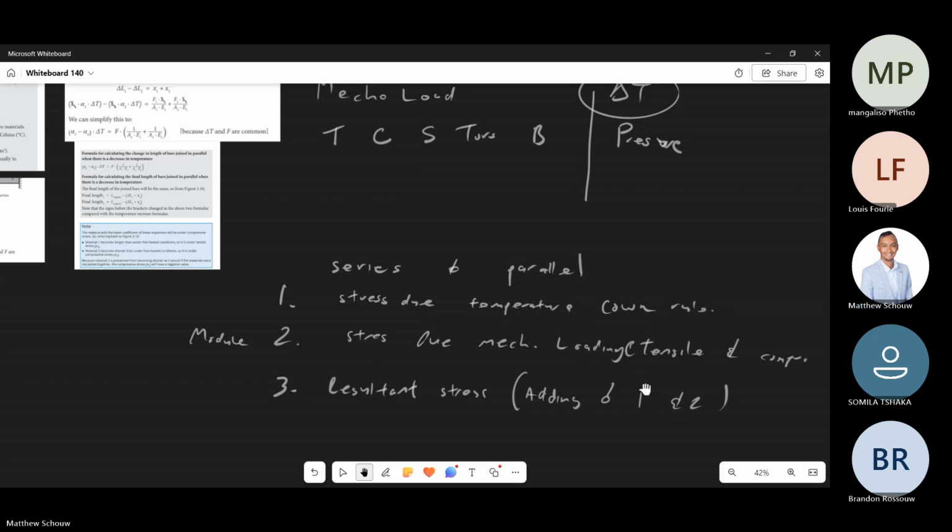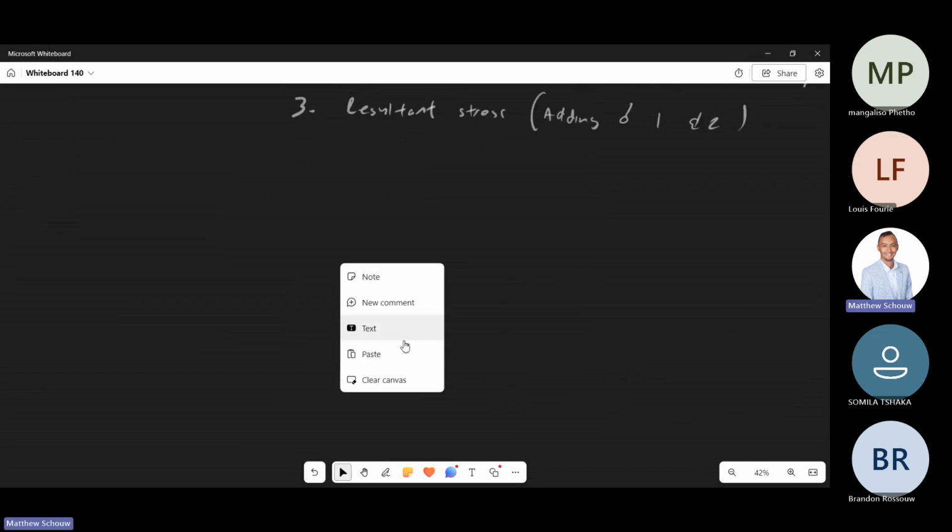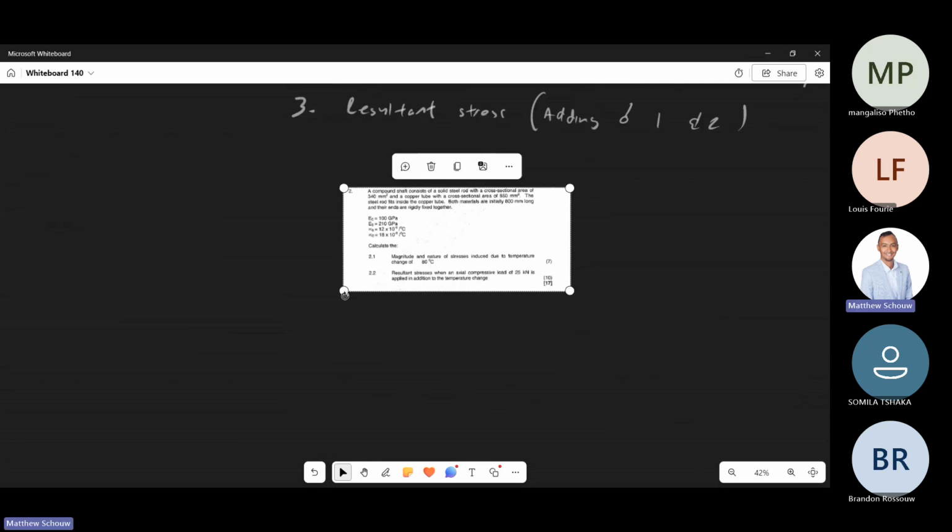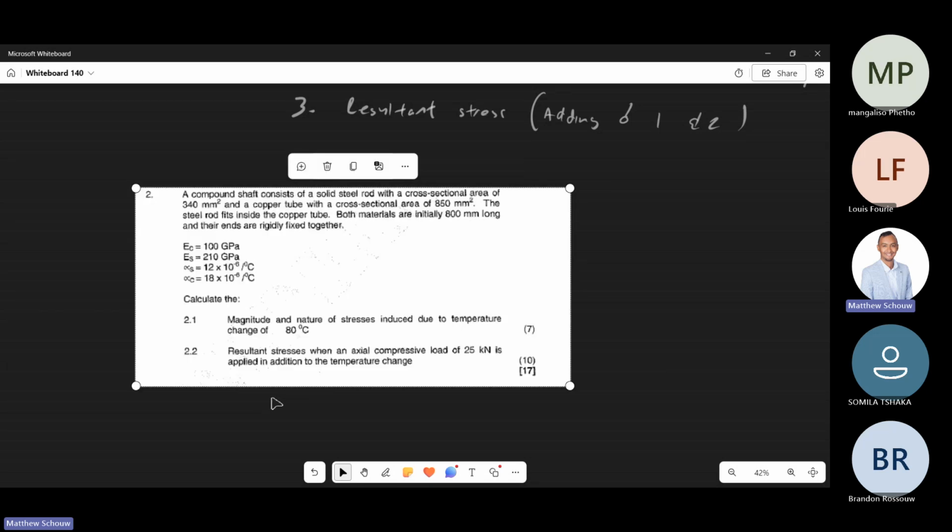I'm assuming everyone gets that. And what I mean, I'm going to give you a simple question, what it looks like before I solve it. I'm not going to solve it now. I'm going to first warm up. So in this case, here we have a compound shaft, a steel inside a copper tube, something like this.